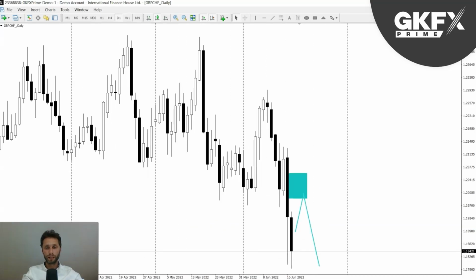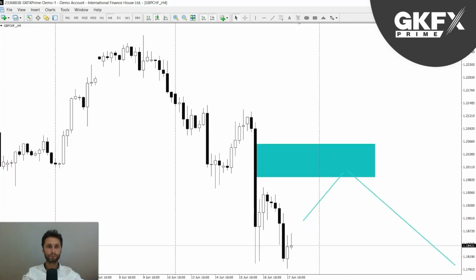If you look on the daily, again, very clear. After we had this brief stall here, bearishness, very clear continuation to the downside on the Pound Swiss. So that's the setup I've got here.